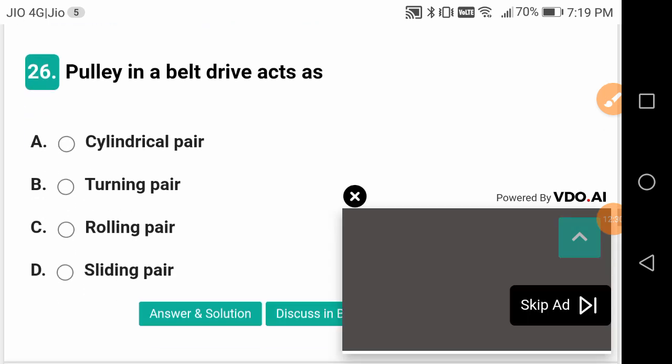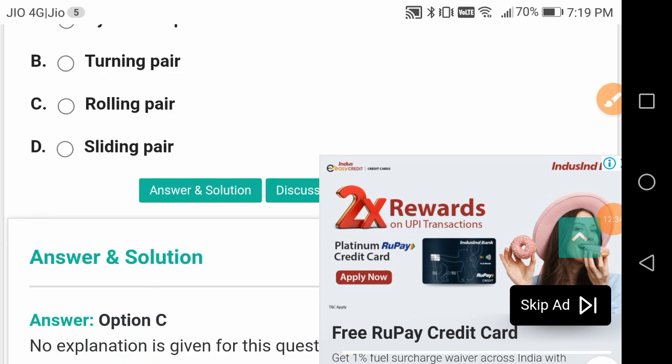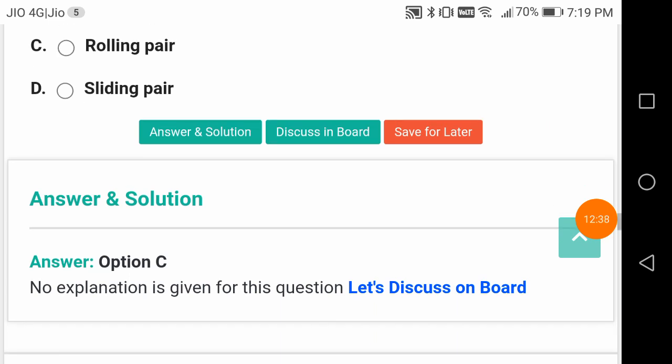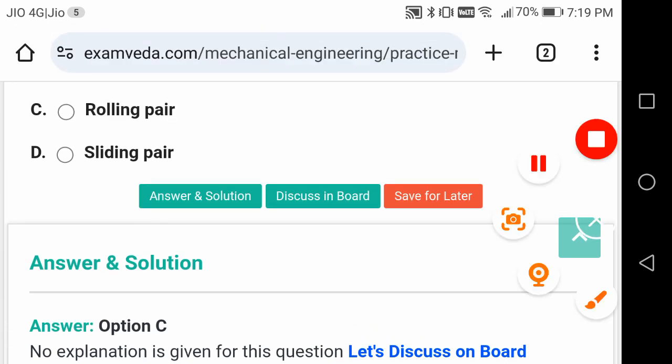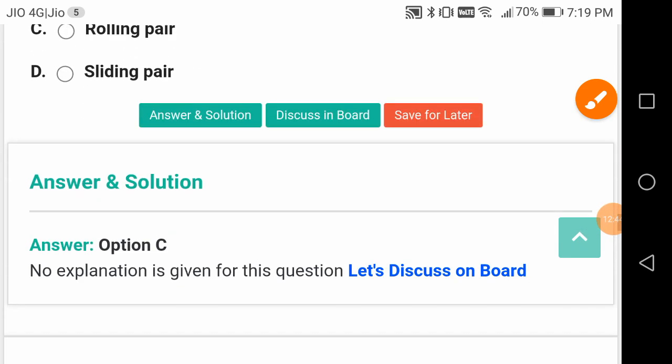Pulley in a belt drive acts as what? It is going to act as a rolling pair. Rolling pair, turning pair, sliding pair. So please concentrate on them.